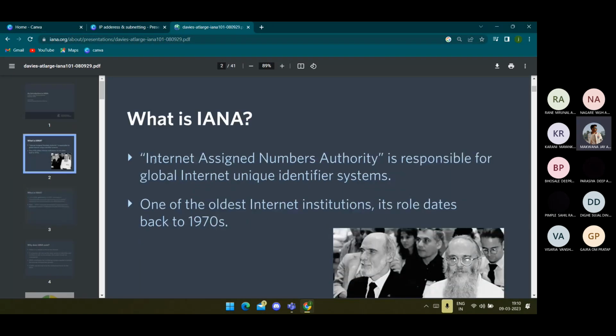So what is IANA? IANA is the Internet Assigned Numbers Authority. It is responsible for the global Internet Unique Identifier System. What is a unique identifier? That is an IP address. So they are responsible for global unique IP addresses. They provide the unique identifiers to every device that wants to communicate in the network. Okay.